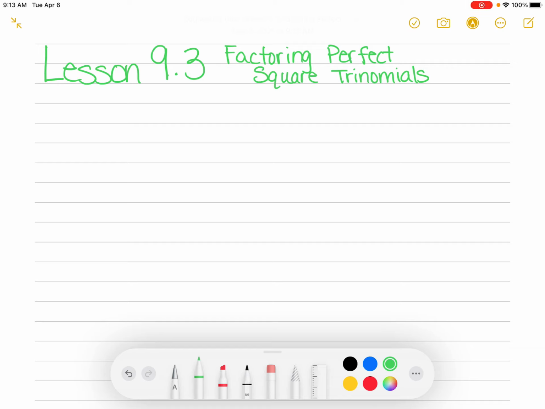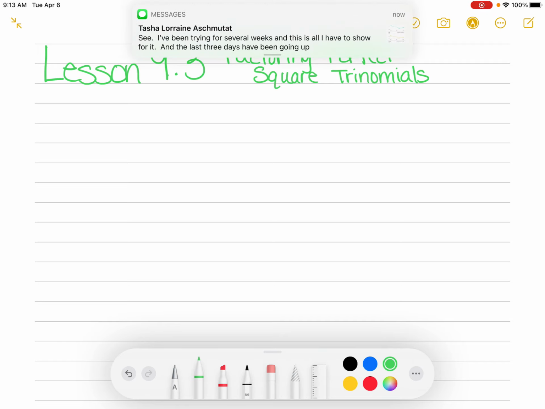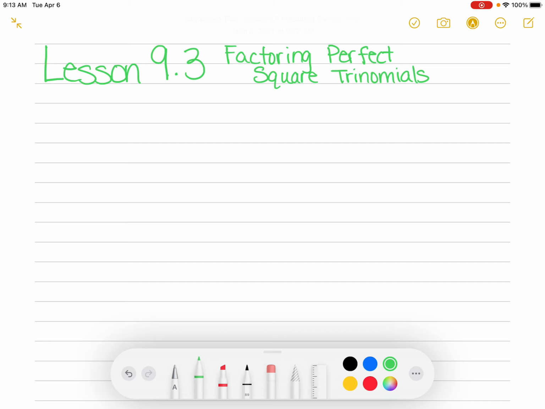Hello students, today we are doing lesson 9.3, which is on factoring perfect square trinomials. So we're going to go backwards and remember some of the things that we did when we went forward, which is multiplying, and then we're going to work backwards with factoring. So let's go back to how we did perfect square trinomials, since that's the title of your lesson.